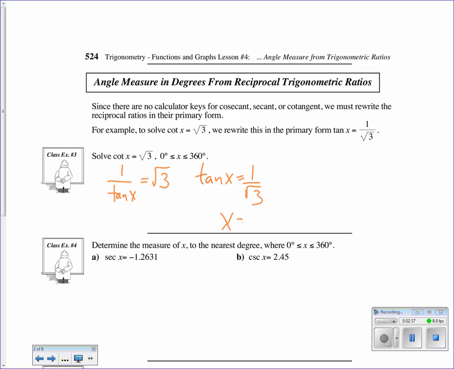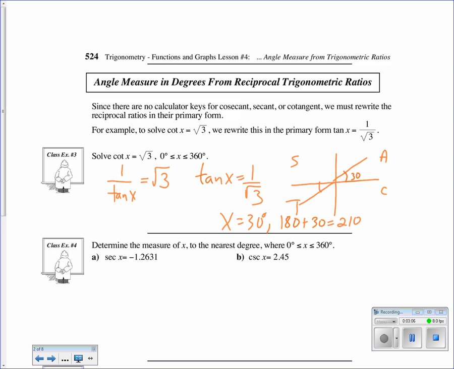So x equals 30 degrees, but now I have to determine where else is this possible. So 30 degrees is in here, in quadrant number 1, and the CAST rule says I should also form a 30-degree angle in quadrant number 3. So that will give me another angle which is at 180 plus 30 degrees, which is 210.